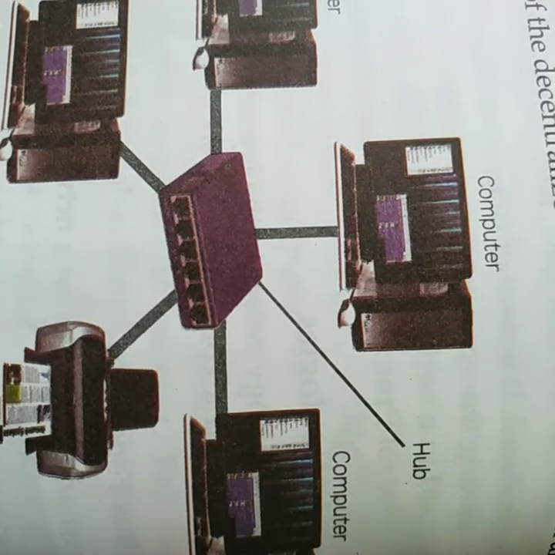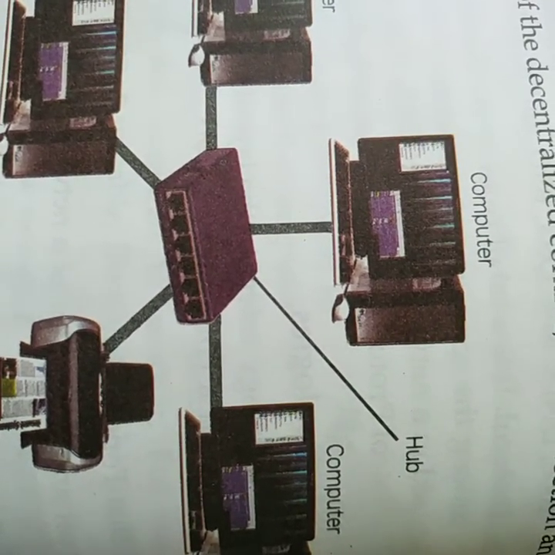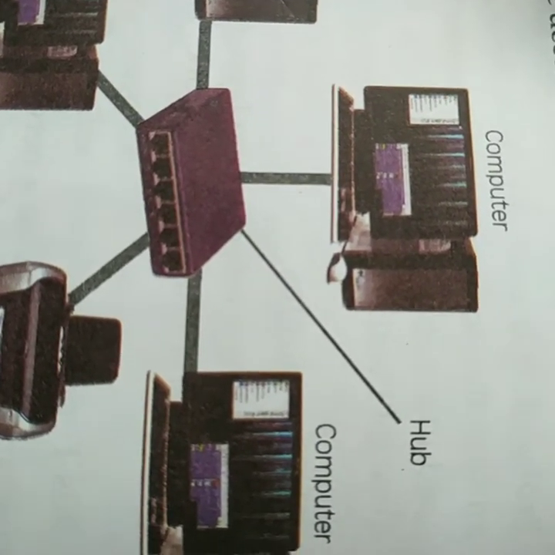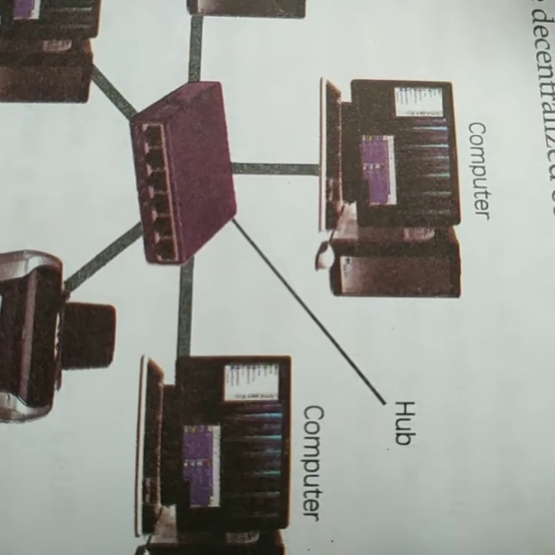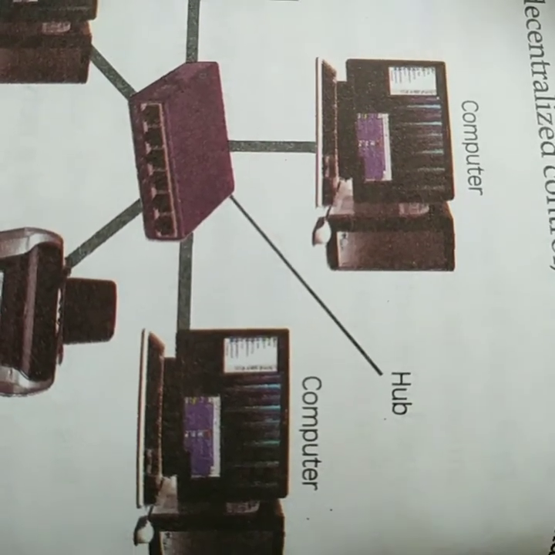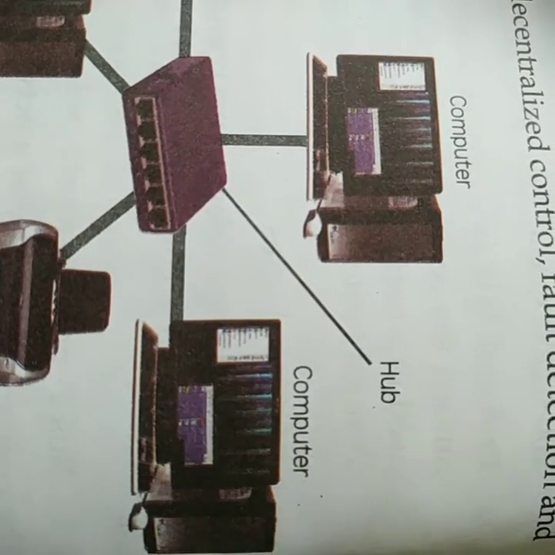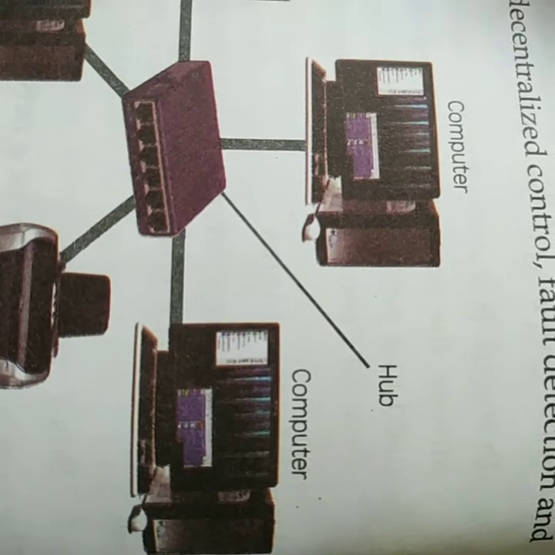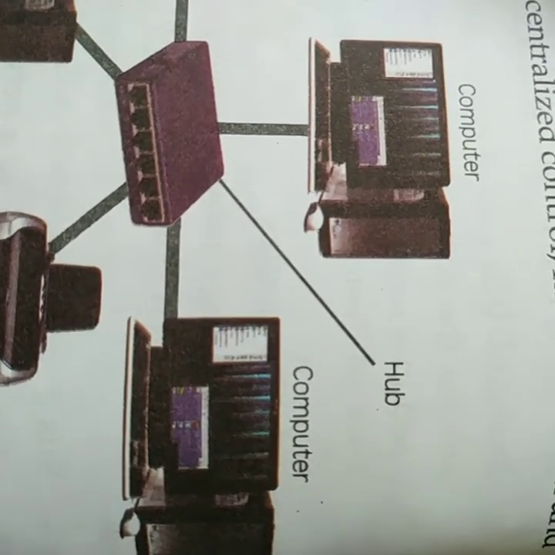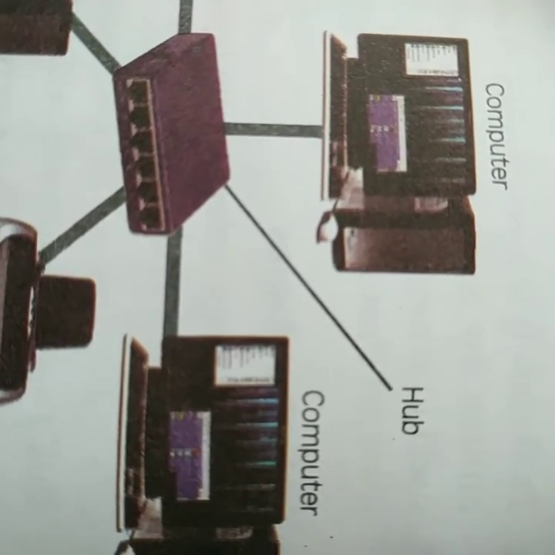The advantage of the star topology is that the failure of a single connection does not affect the entire network. You just need to fix the faulty connection. The disadvantage of this network is that if the hub fails, the entire network goes down.